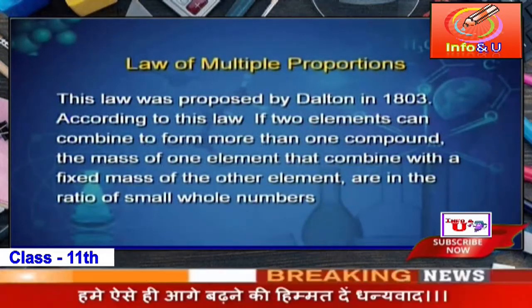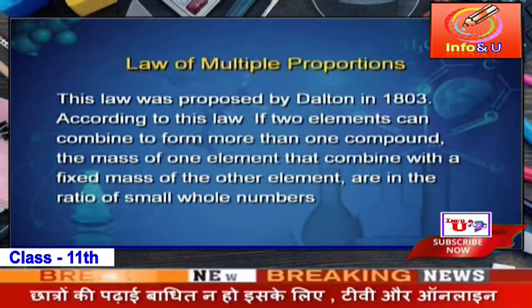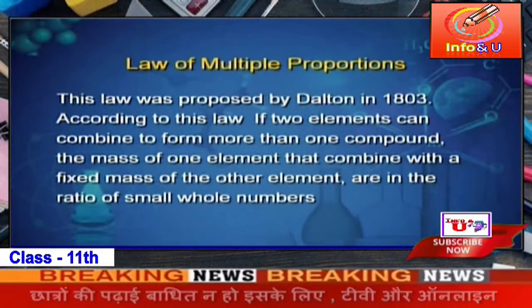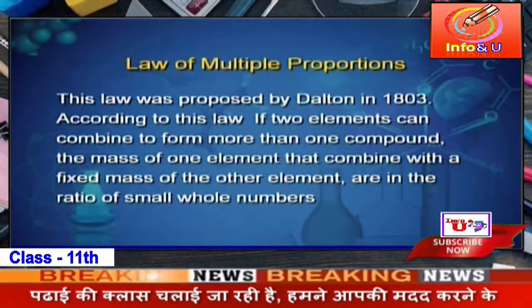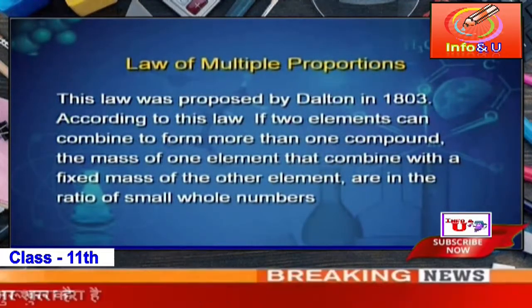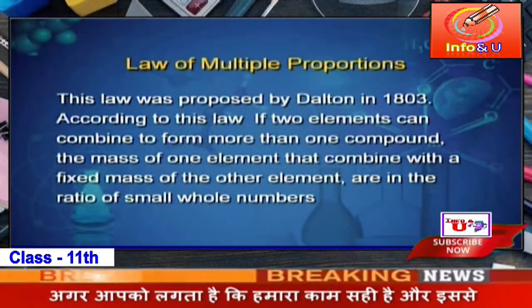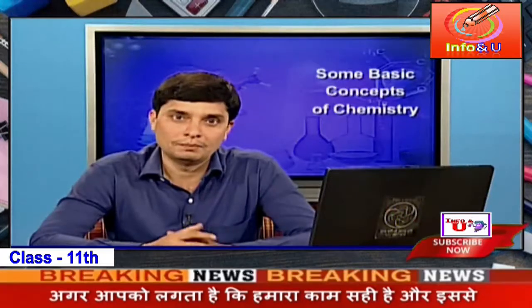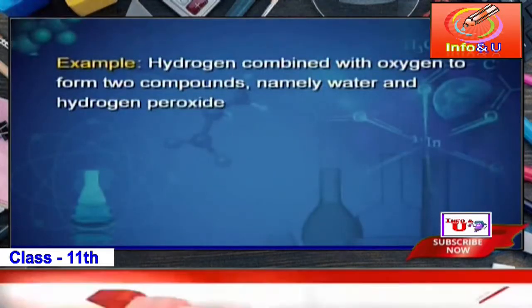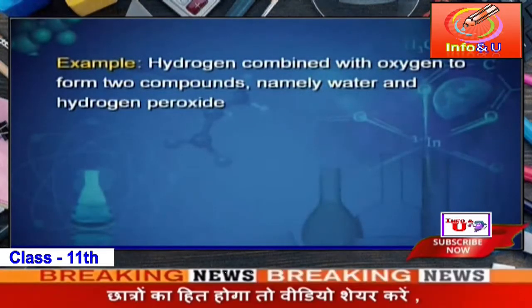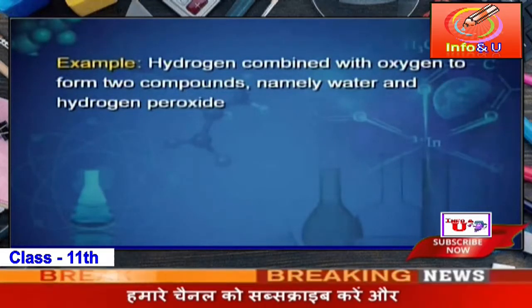According to this law, if two elements can combine to form more than one compound, the masses of one element that combine with a fixed mass of the other element are in the ratio of small whole numbers. Example: hydrogen combines with oxygen to form two compounds, namely water and hydrogen peroxide.